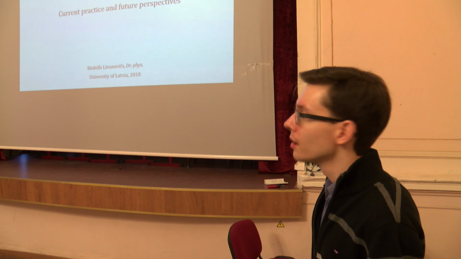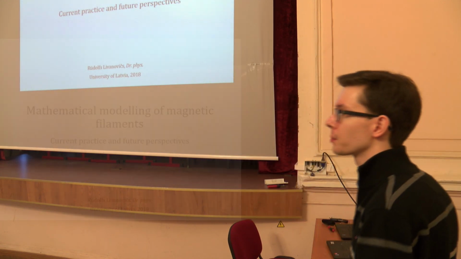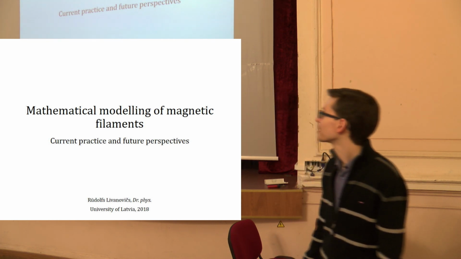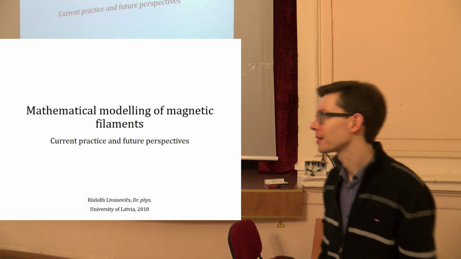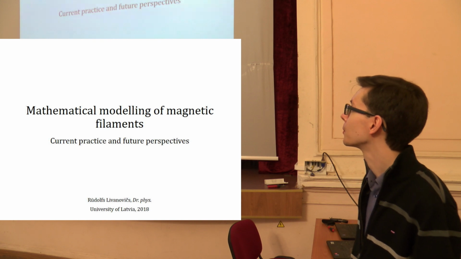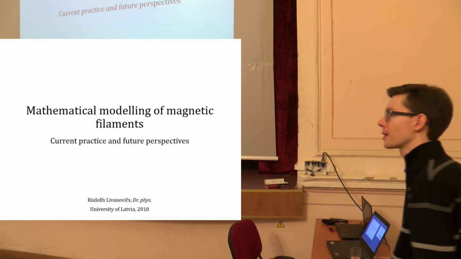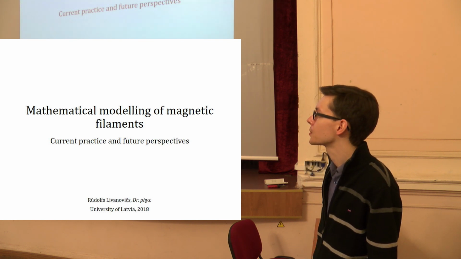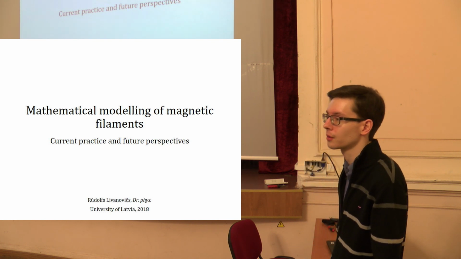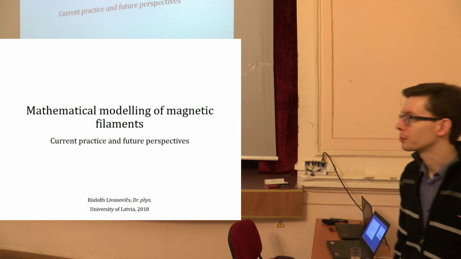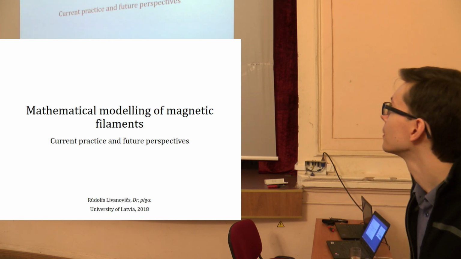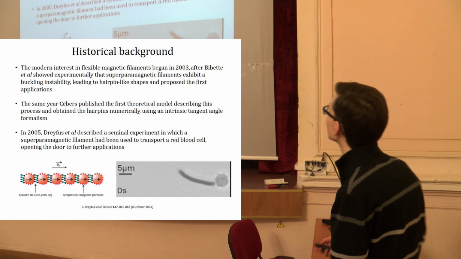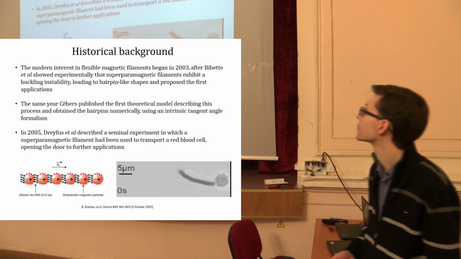Good evening. My talk has a bit of a dual purpose. On one hand, as befits a talk containing the phrase mathematical modeling in the title, I do want to give at least a cursory overview of the mathematical framework we use to describe magnetic filaments. But on the other hand, I want to use this background to make a bit of a more general point about the development of computational soft matter, at least as it's relevant to flexible magnetic objects of different kinds, not just filaments.